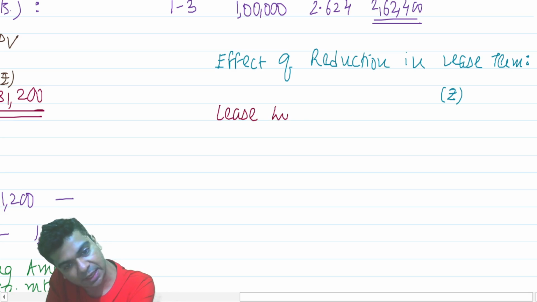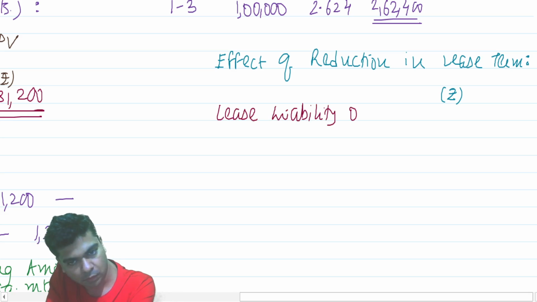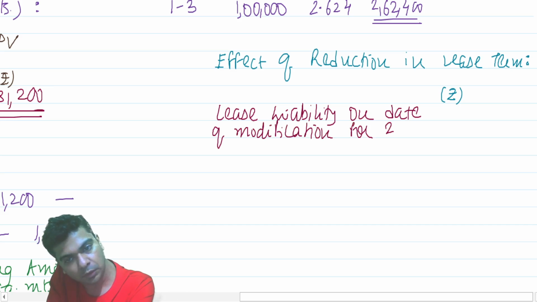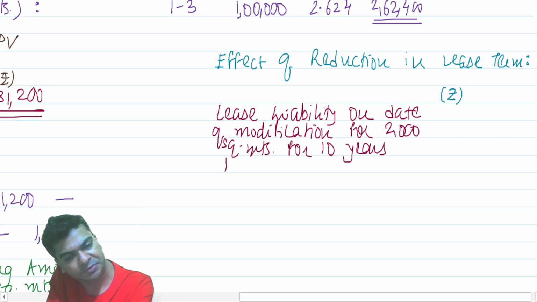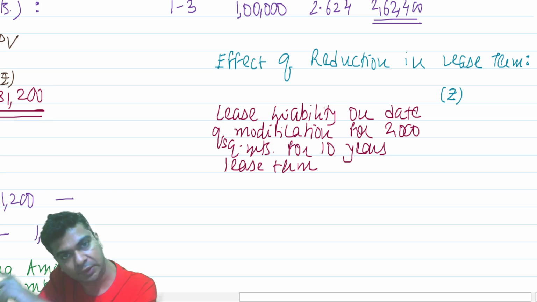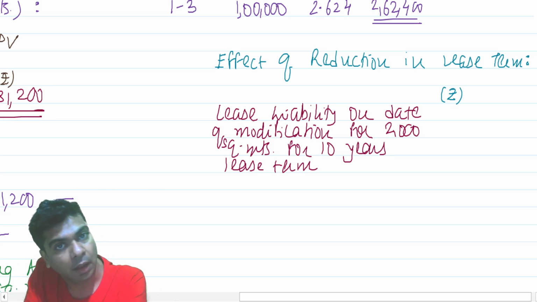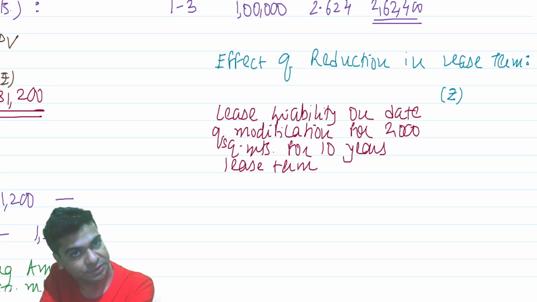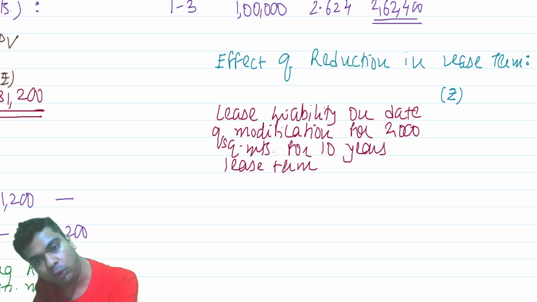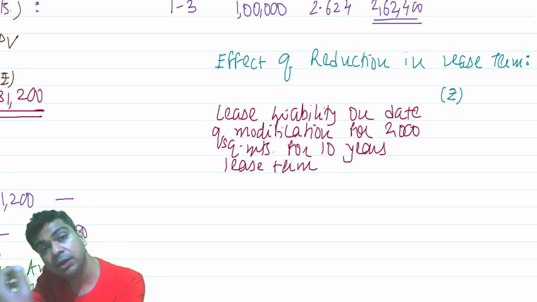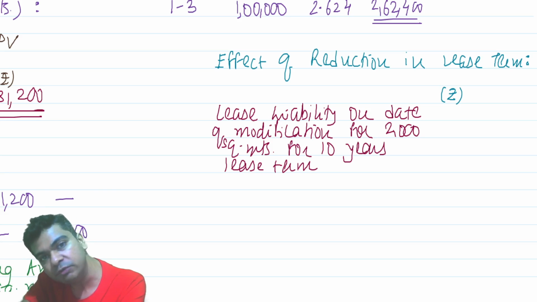We say lease liability on date of modification for 2,000 square meters for 10 years lease term. See, I'm trying to be as elaborate as possible. The reason is that after many days or many months, when you sit down for revision, it should be clear why we are doing this. We are not talking about 1500 square meters at all. That is additional liability already incorporated. Okay, that's a separate issue which we have already settled.